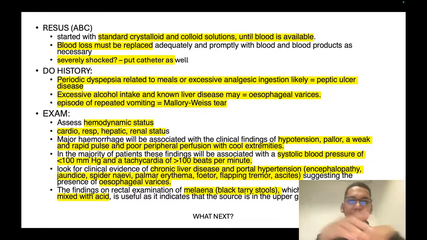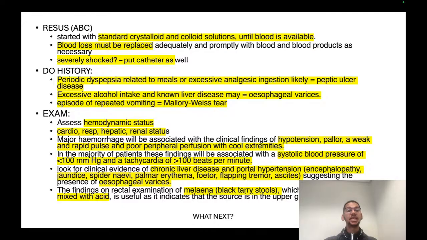So we need to resuscitate the patient first. During the ABCs, start with standard crystalloid or colloid solutions until blood is available. We should do a cross match as well. Blood loss must be replaced adequately and promptly with blood and blood products as necessary. And if the patient is severely shocked, we should put a catheter in for the patient as well.